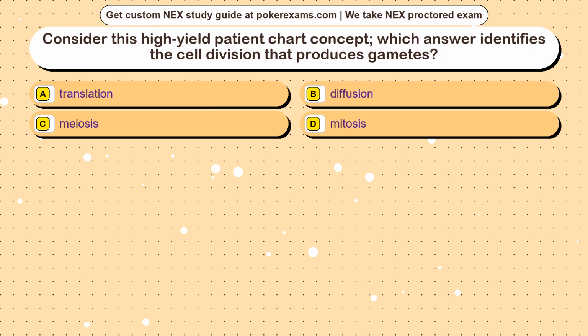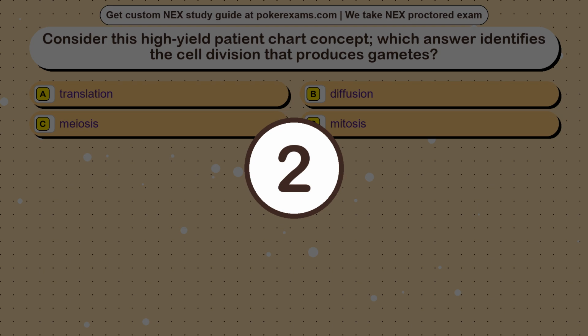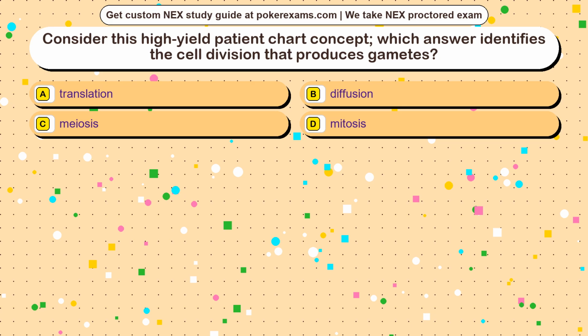Question 18. Consider this high-yield patient chart concept. Which answer identifies the cell division that produces gametes? Option A, translation. Option B, diffusion. Option C, meiosis. Option D, mitosis. The correct answer is option.